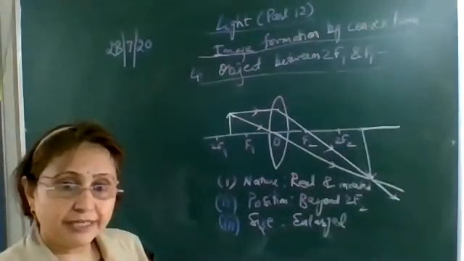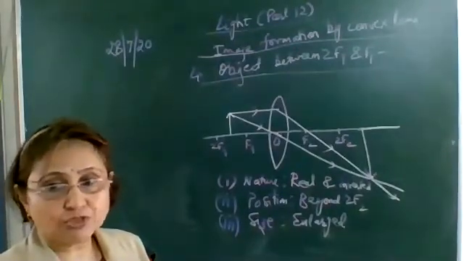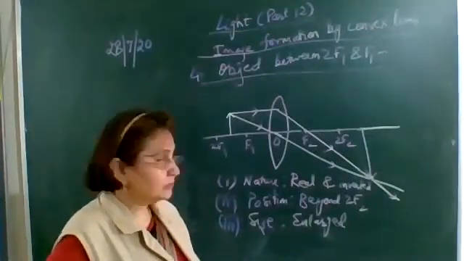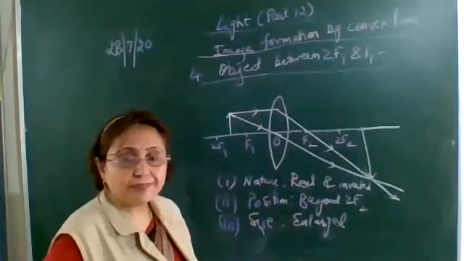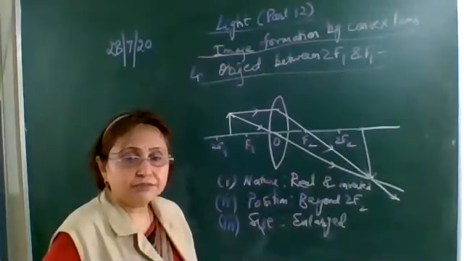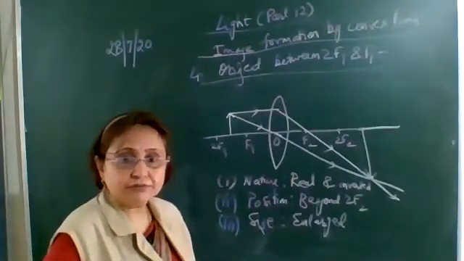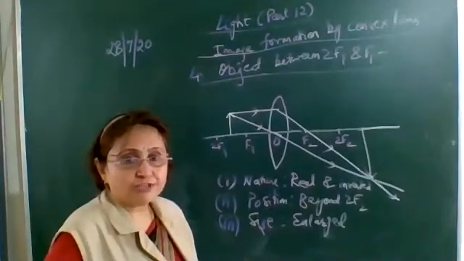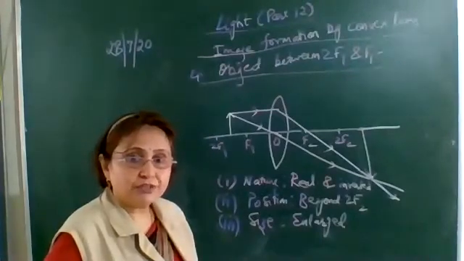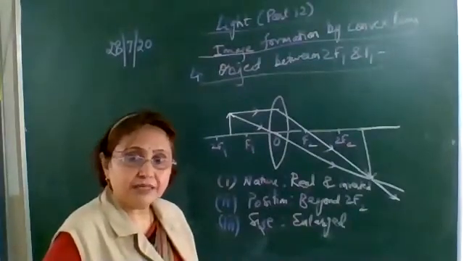When you are drawing the ray diagram, what you write and what you draw in the diagram, both should be the same. So here also you should see that the image is formed beyond 2F2. Then write the 3 points. Nature of the image, real and inverted. Second point, position of the image. It is formed beyond 2F2. Third point, size of the image. It is bigger than the object. It is a magnified image. It is an enlarged image.